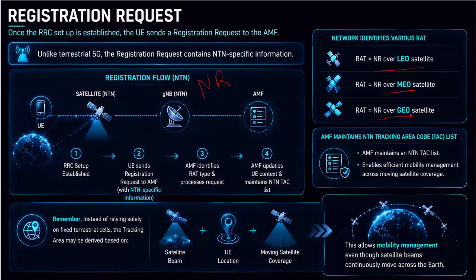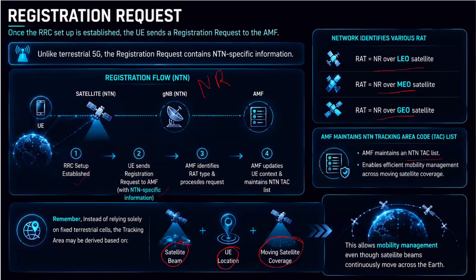The AMF also contains the NTN tracking area code list. Remember, instead of relying solely on fixed terrestrial cells, the tracking area can be derived from various things like satellite beam, UE location, and moving satellite coverage. This allows mobility management even though the satellite moves continuously, right? Again, what are the steps for the registration flow? First, RRC setup is established. Then the UE sends the registration request to the AMF.